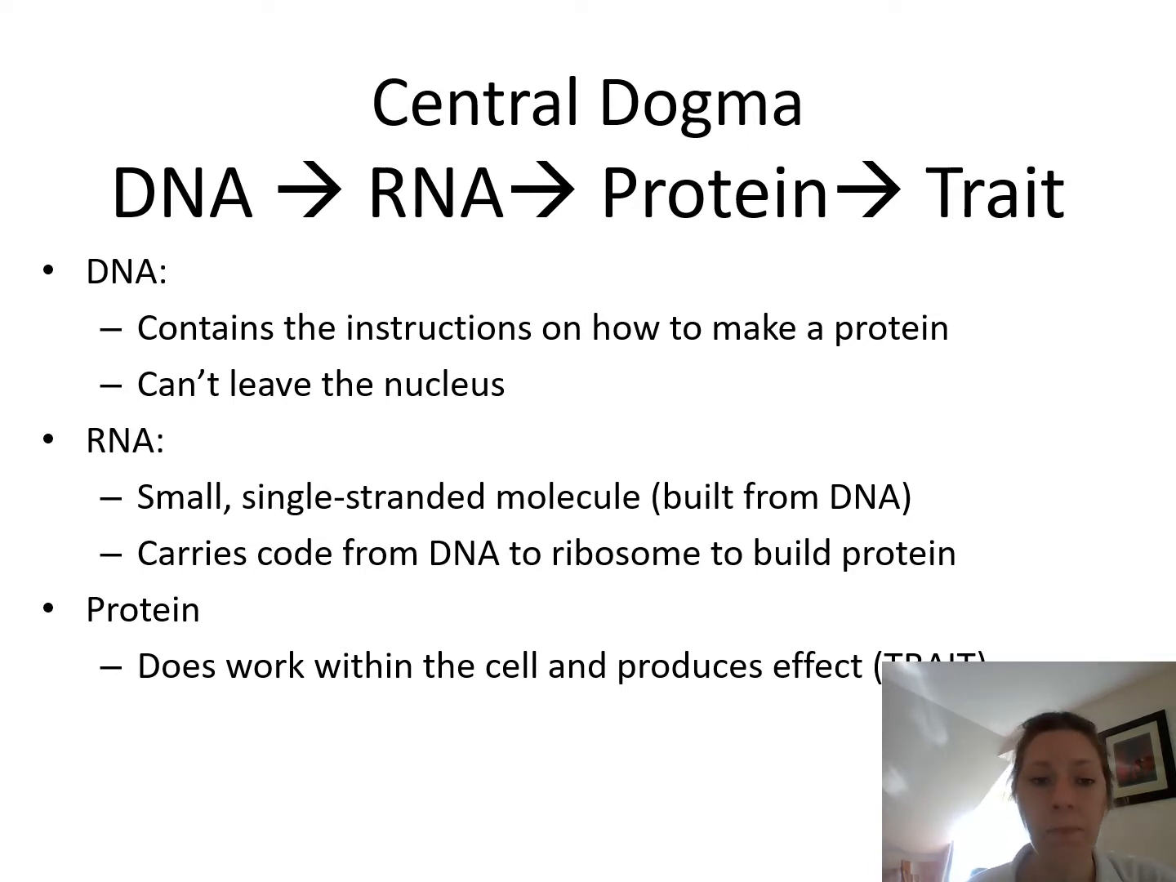The reason why we need this RNA step in the middle is DNA can't leave the nucleus. So DNA can't go out in the cell and tell ribosomes, which are the organelles that are making the protein, what to do. They can't leave the nucleus, so they have to send a messenger. So that's what this RNA really is.